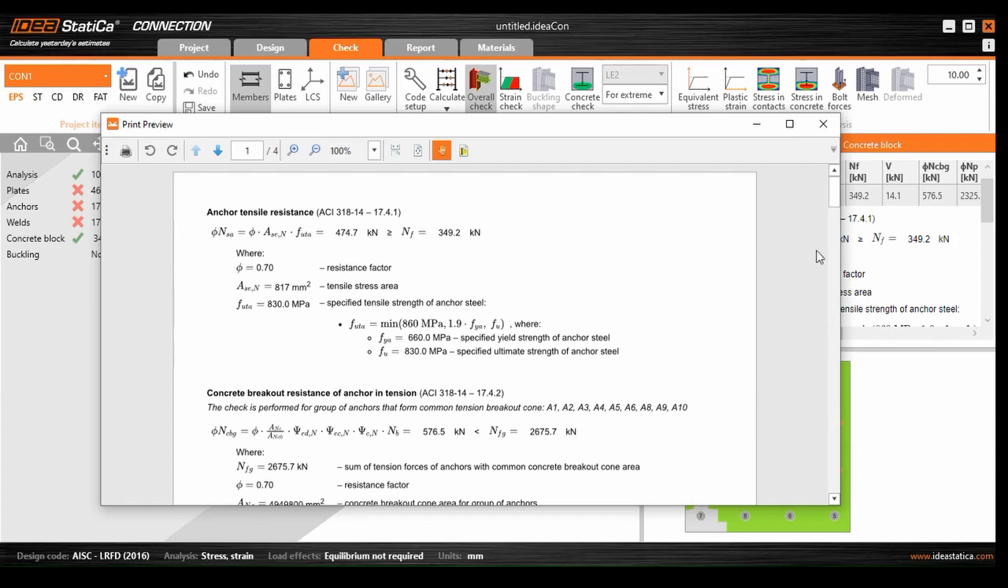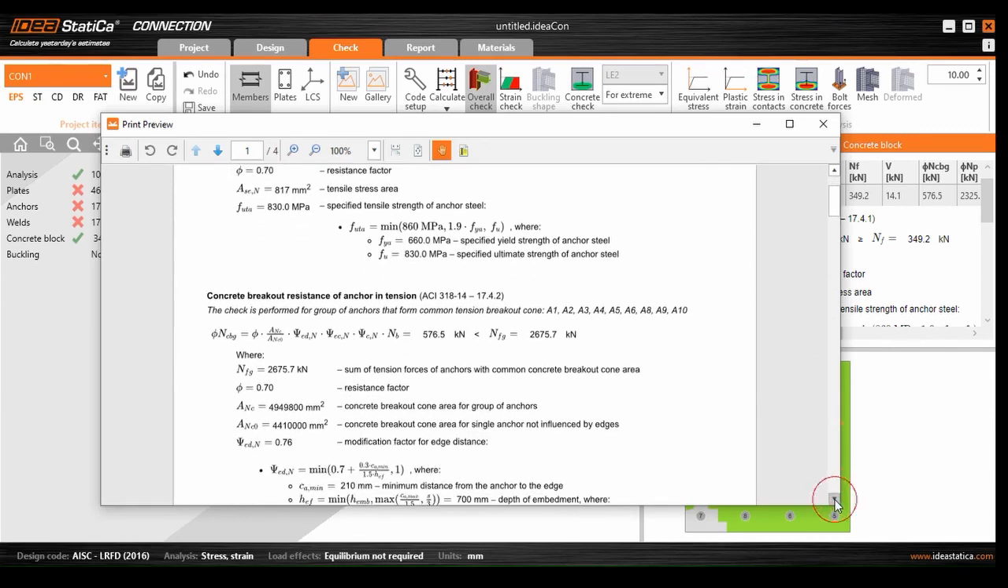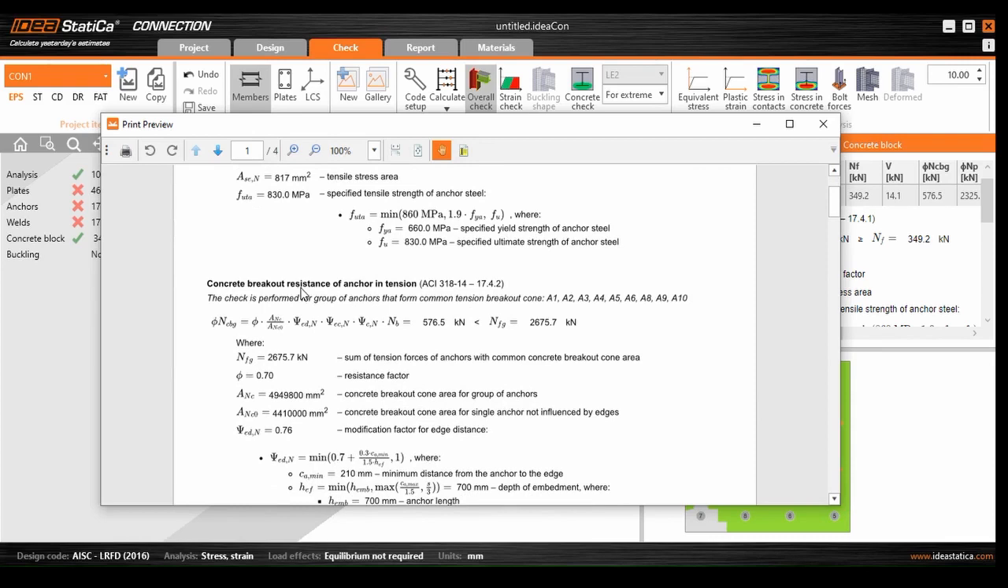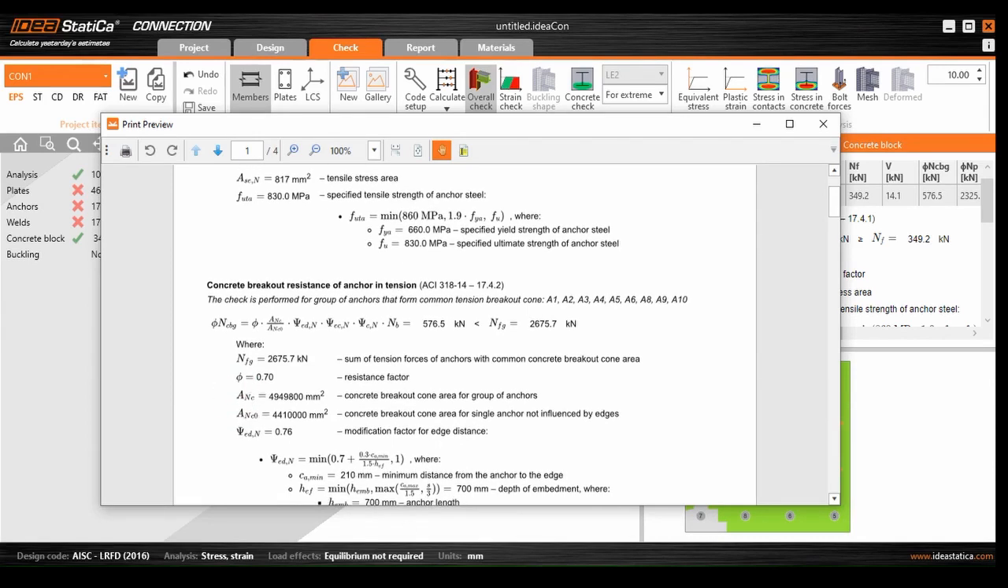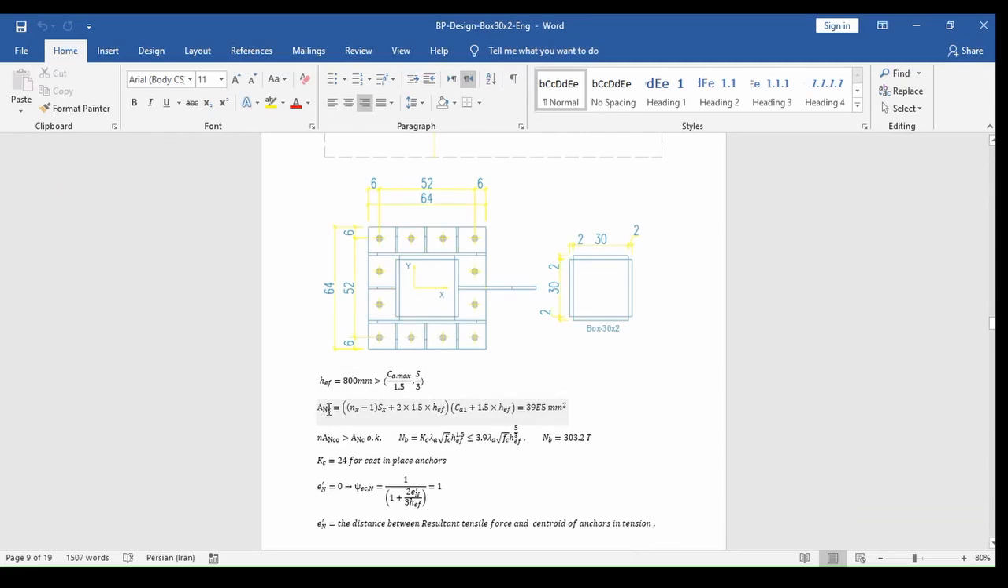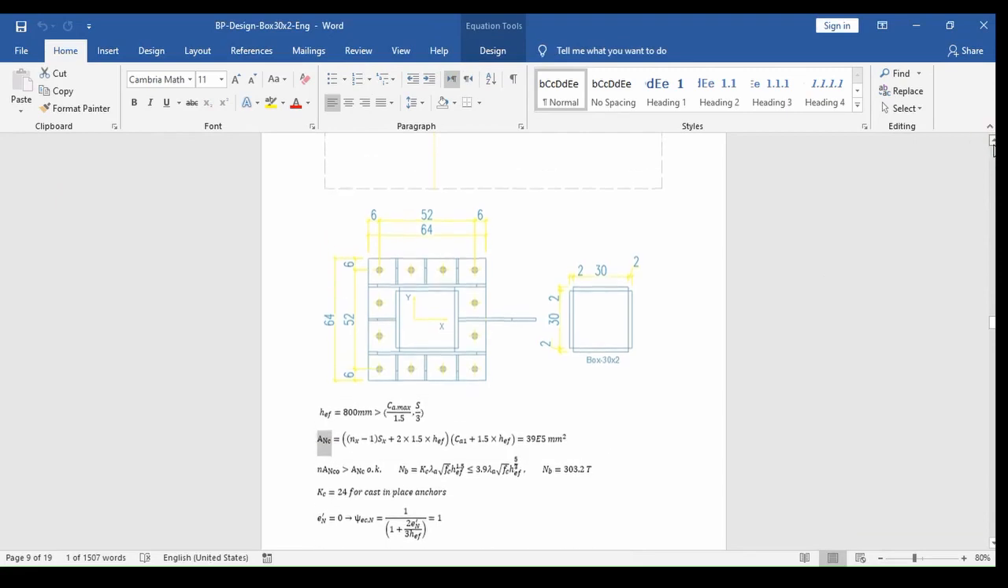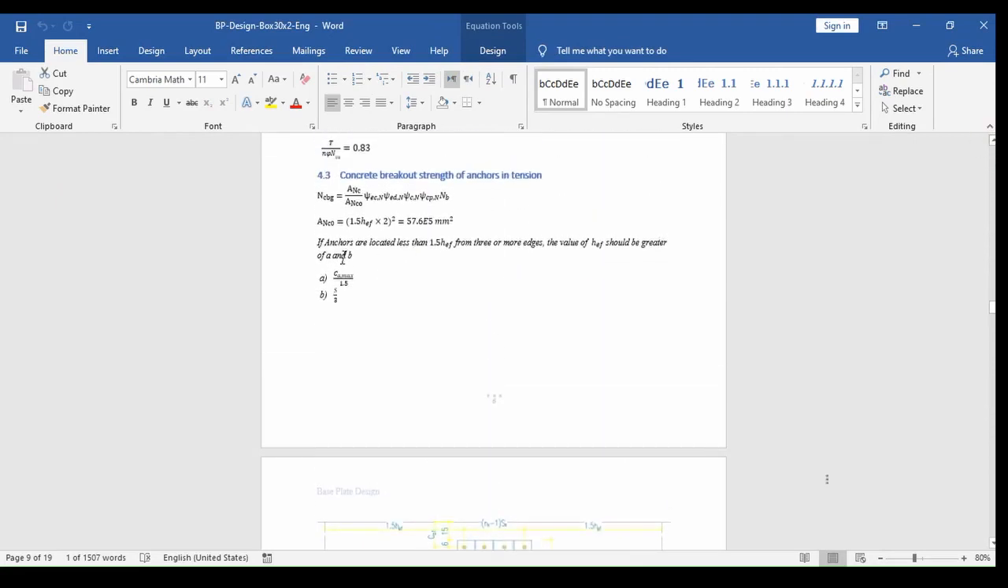But in the next part, concrete breakout in tension, the group of anchors in tension do not pass the bar. In the example I provided, you can see more details. For example, how we measure ANC and ANCO. You can see here that we measure them in more detail, and stuff like that, you can see them in more detail in the PDF file. The link of the download is in description down below.